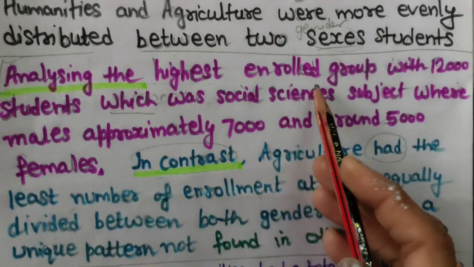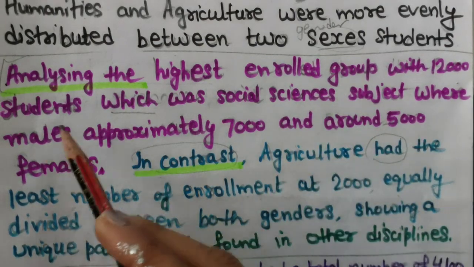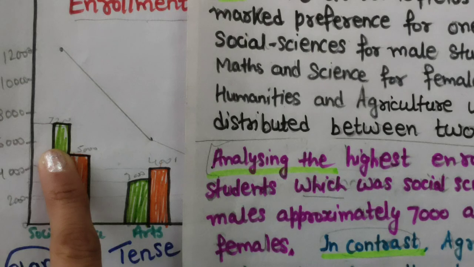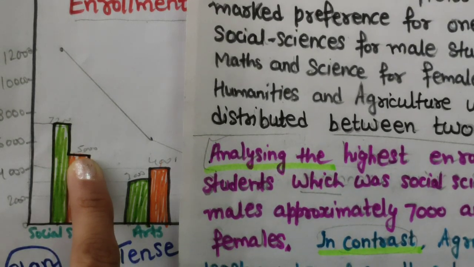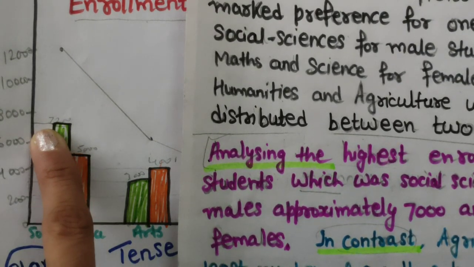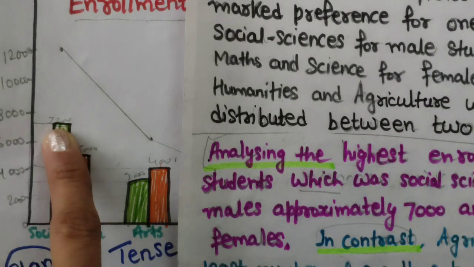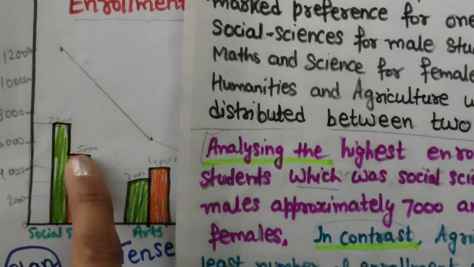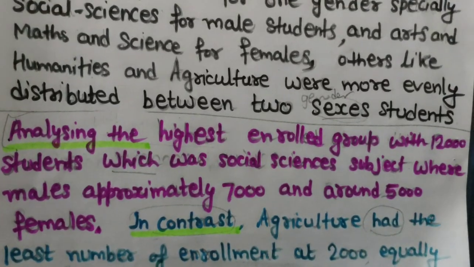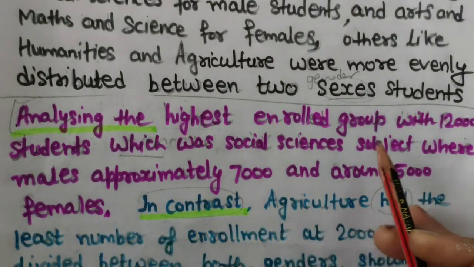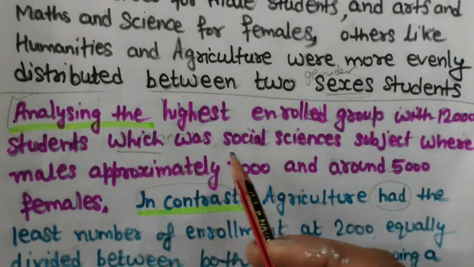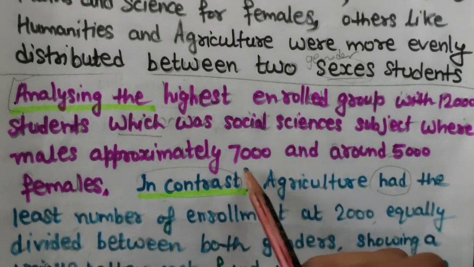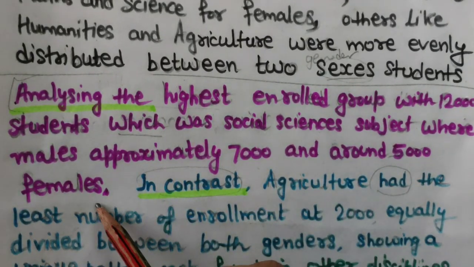Analyzing the highest enrolled group with 12,000 students. Now I have combined it. You can just combine it. Okay, so you can just count it. 7,200 or 7,000 plus 5,000, you can just combine it, 12,000, you can write it. With 12,000 students, which was the social sciences subject, where males were approximately 7,000 and around 5,000 females.